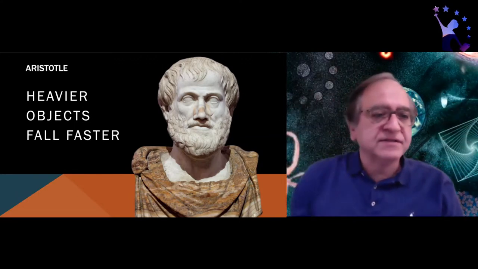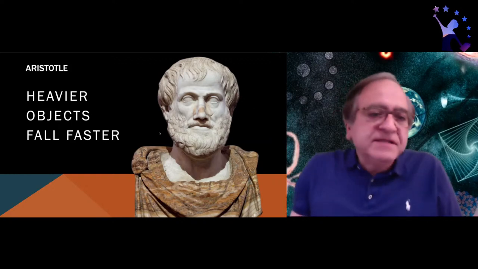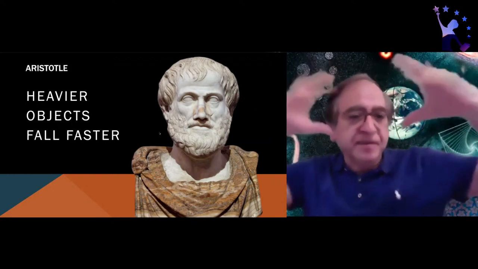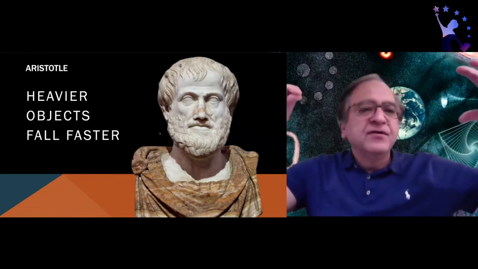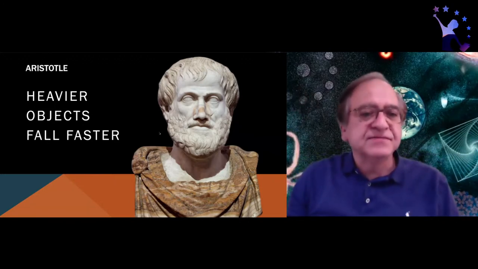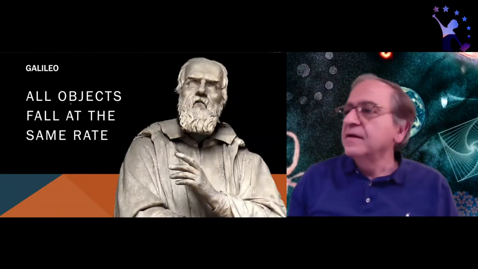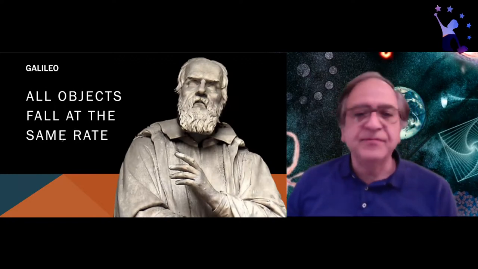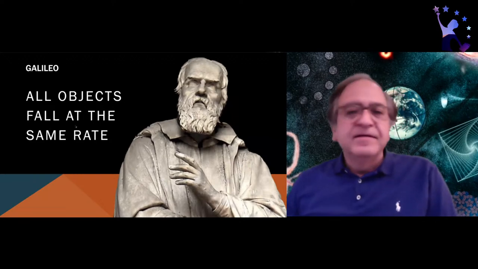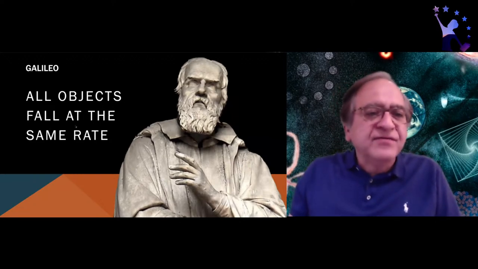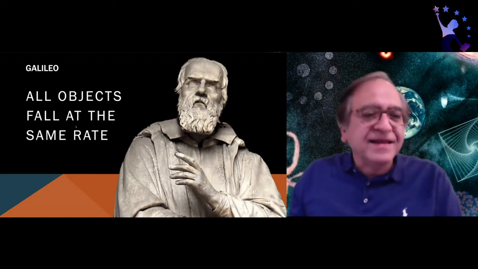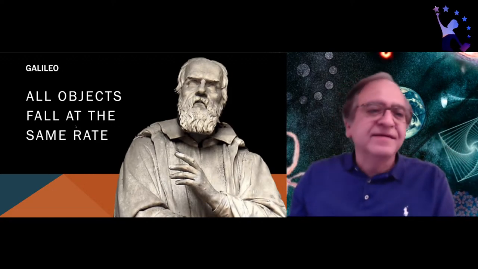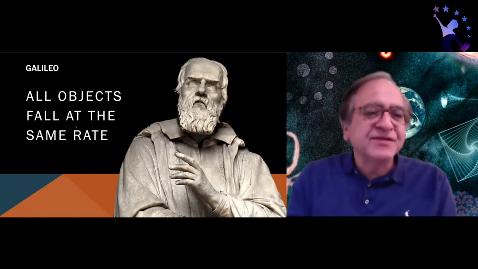That's what Aristotle said. Now, this sounds reasonable, right? If you think about a big stone and a little pebble, you might think that the big stone will hit first. But Galileo didn't agree. Galileo said all objects fall at the same rate. Now, you might think, what does this have to do with symmetry? This is how Galileo explained it. First of all, he did experiments to prove this point.